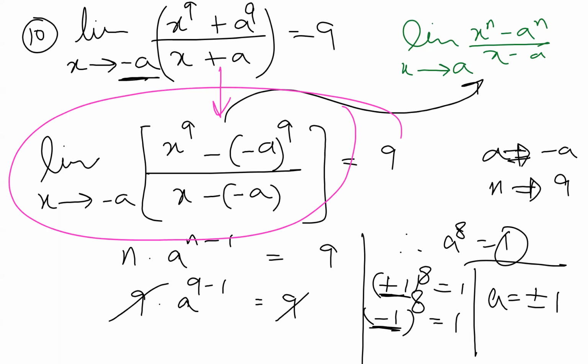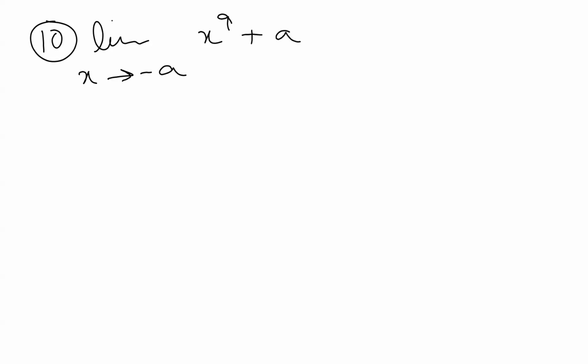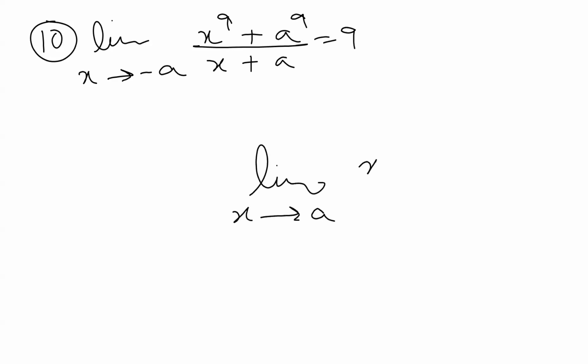So can you explain the second step? Yes, why not? Sure. See, the problem is like this. Limit x approaching minus a, x raised to 9 plus a raised to 9 upon x plus a equal to 9. Now, see, the formula is limit x approaching towards a, x raised to n minus a raised to n upon x minus a. Don't we require a minus sign in between to apply the formula over here?